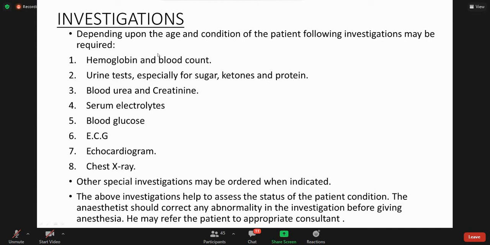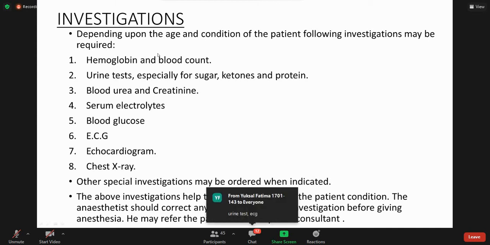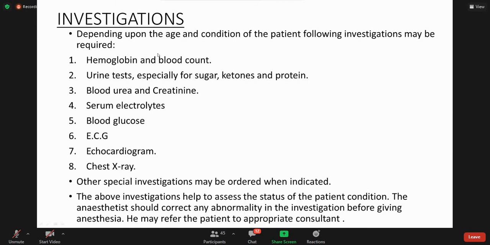Urine test for sugar and ketones, ECG, all of them? No, not necessarily. Blood glucose.